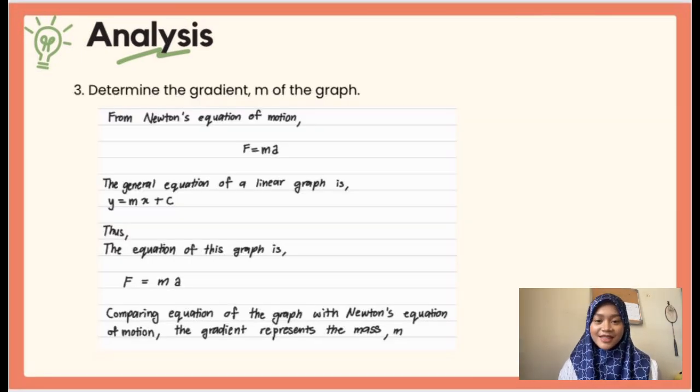Now we are going to determine the gradient of the graph. As I explained earlier, the gradient of the graph represents the mass of the object. This is because from Newton's second law equation of motion, which is F equals ma, we can compare it with the equation of a linear graph, which is y equals mx plus c. As we can see from the comparison, the gradient of the graph is equal to the mass of the object.